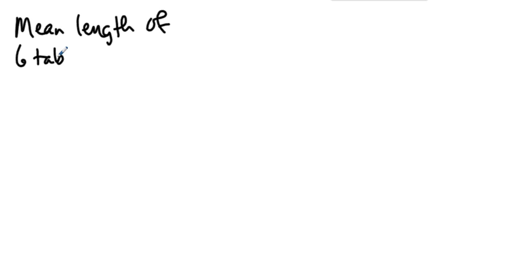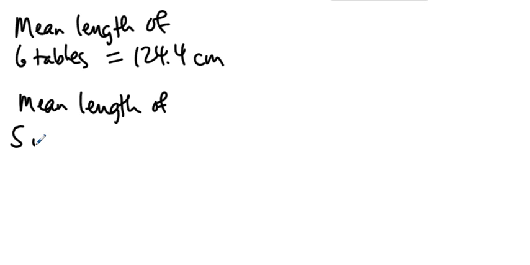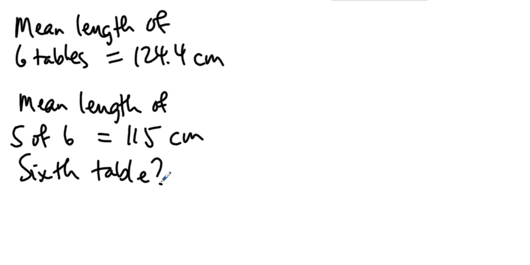Couple of things you should know how to do. You should know, practicing here, the mean length of six tables is 124.4 centimeters. The mean length of five of the six tables is 115 centimeters. I want to know how long the sixth table is. So if I have six tables and I find their mean length, that length is 124.4 centimeters. And then if I sell off the sixth table, the mean of what remains is 115 centimeters. So I want to know what that sixth table is.